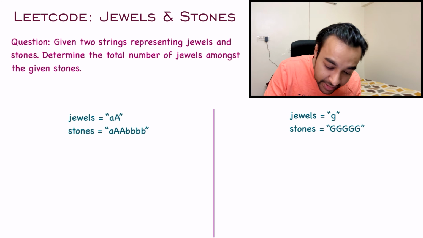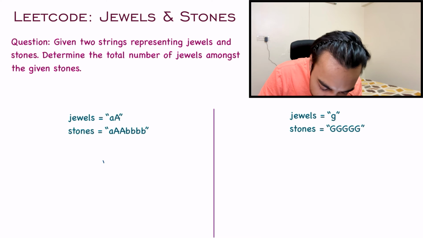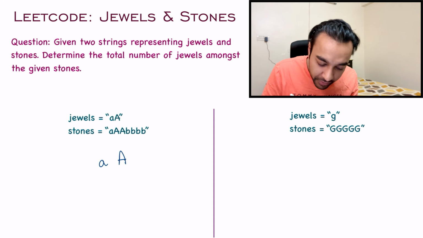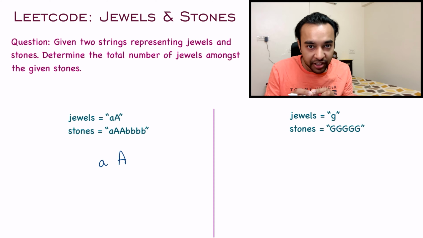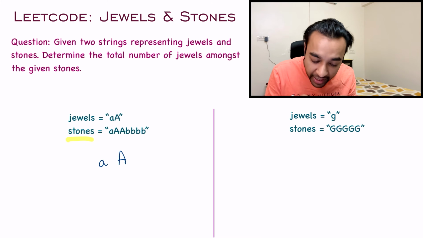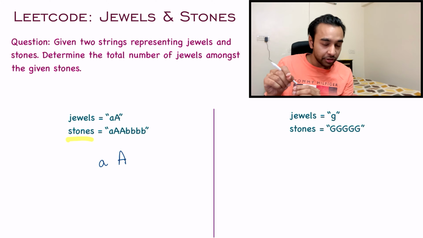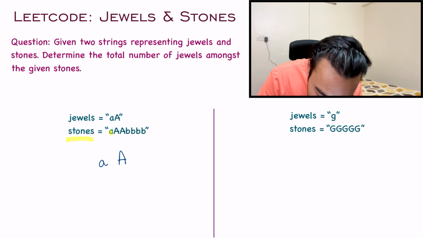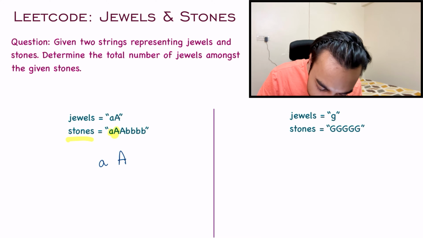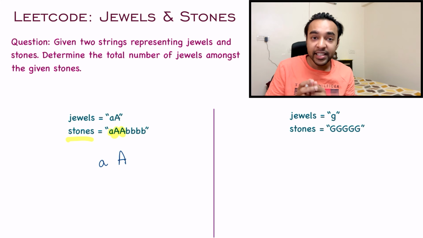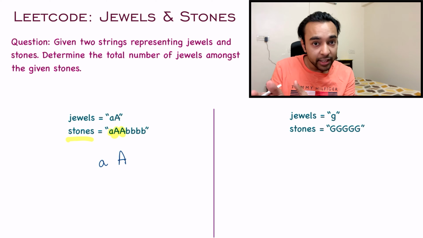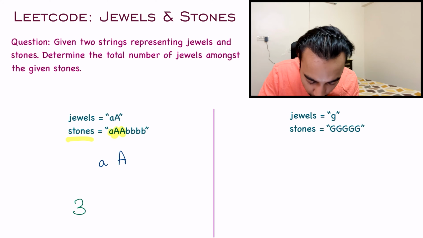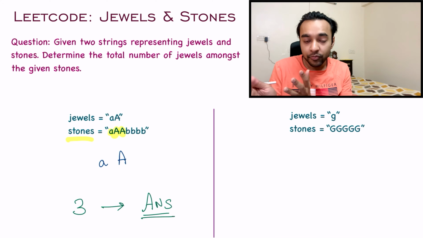In our first test case, I can see that I have two jewels, a and a capital A. And just check out your second string. These are all of the stones, right? Out of all of these stones, which are jewels? So this small a is a jewel, this capital A is a jewel, and this capital A is a jewel again. So how many jewels did you find? You found a total of 3 jewels, right? So for the first test case, 3 will be your answer.